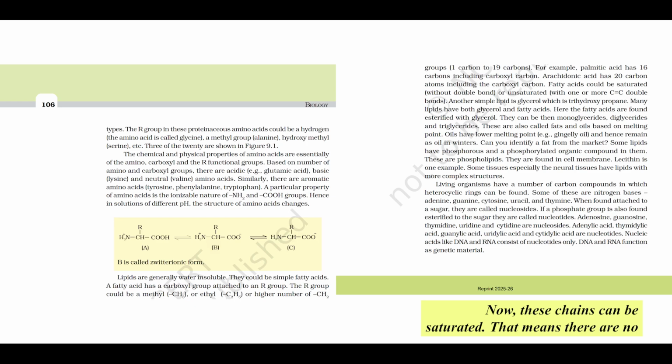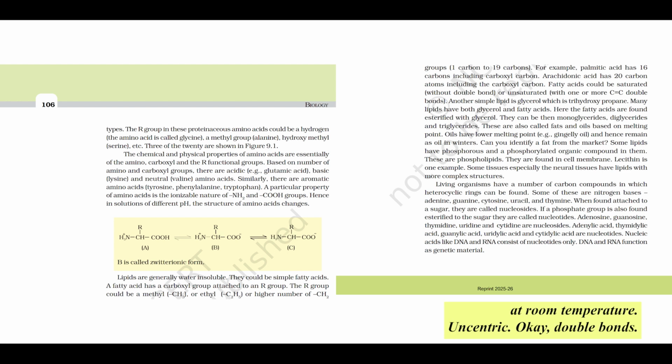Now, these chains can be saturated. That means there are no carbon double bonds in the chain. It's saturated with hydrogen atoms. Think of solid fats like butter or lard. Or they can be unsaturated. This means there's at least one or sometimes more carbon double bonds, C=C, in the chain. These double bonds introduce kinks. Think of most plant oils, like olive oil or sunflower oil, which are liquid at room temperature.